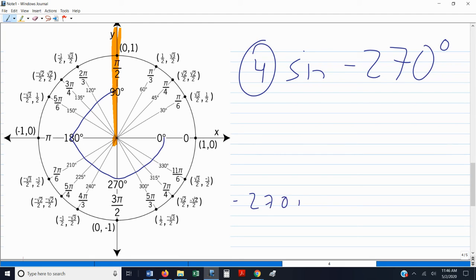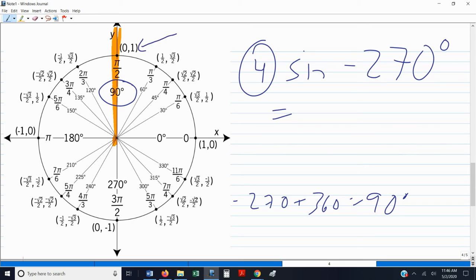If you don't like that, you can add 360, and that would give you 90 degrees. Where is 90 degrees? It's right here. So either one of those ways to find where you are. And then sine, is that the x or the y value? That is the y value. So you would just take the y value there, which is 1.